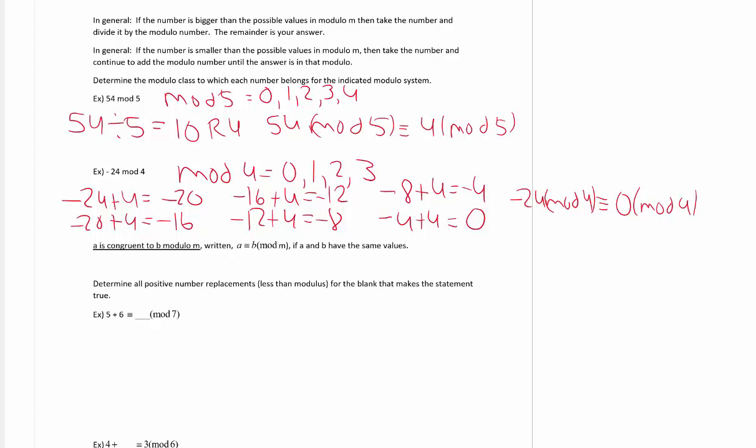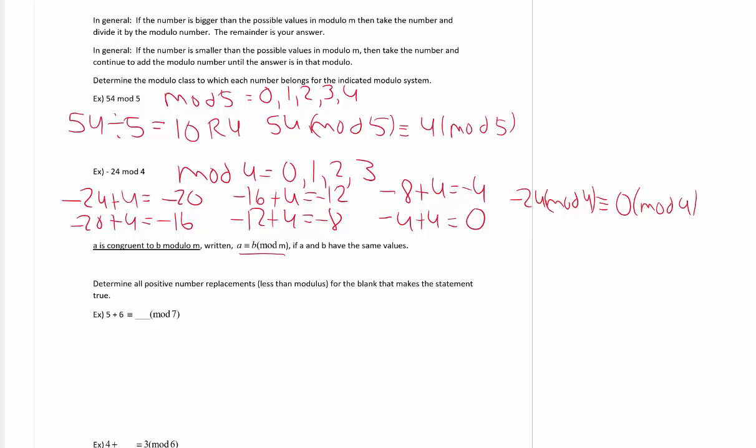So A is congruent to B modulo M if A and B have the same exact values. So that's what we're looking at for this. Okay, for the next major part now, we're going to solve mod equations.